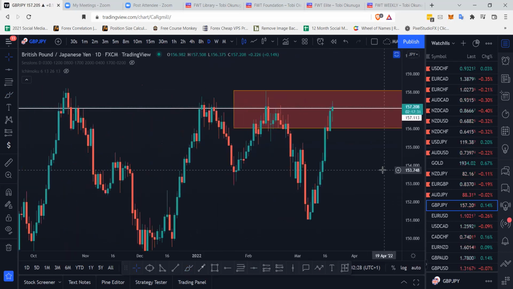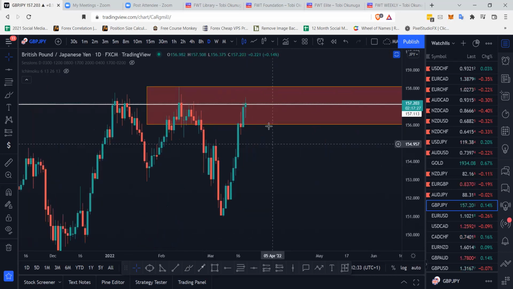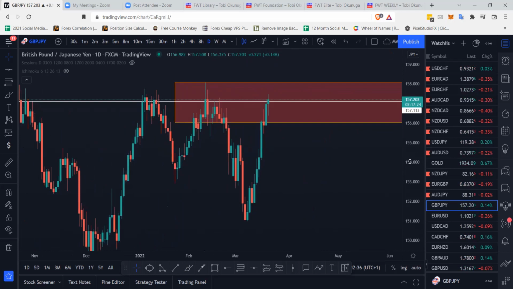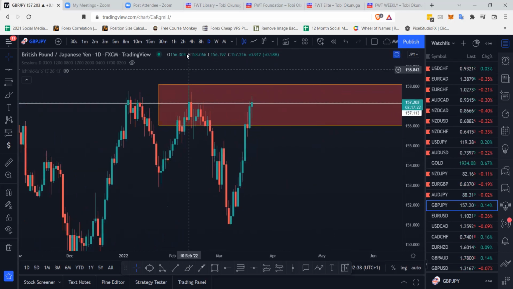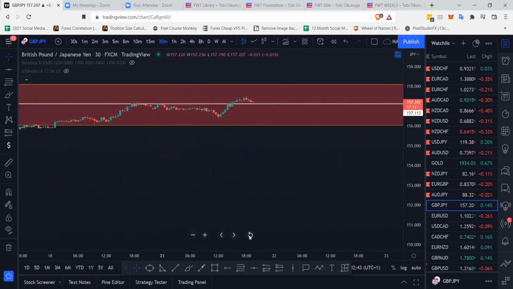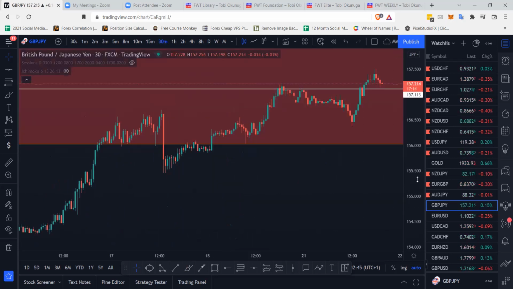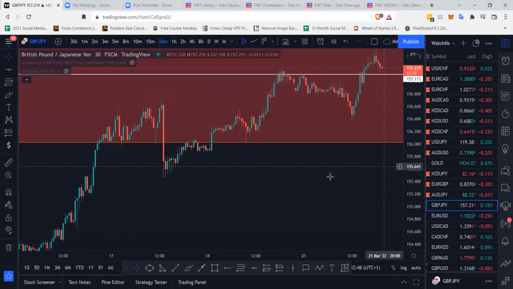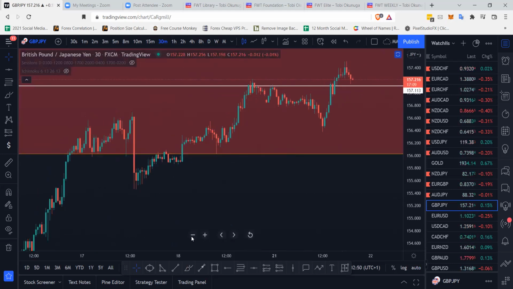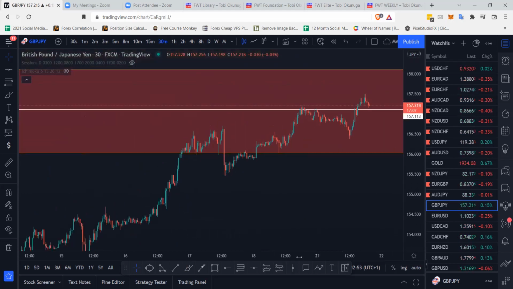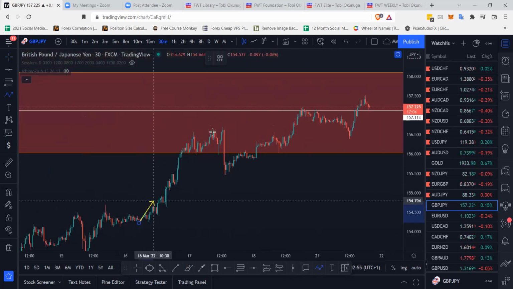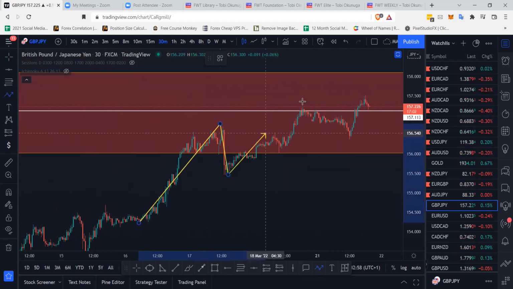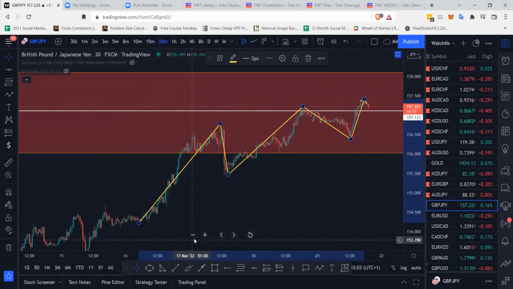Okay, impulse, correction, impulse. So over here now, we start looking for entry. If we go to 30 minutes, what's our goal here? Our goal is to find the order block. Now, as you're seeing, price is now in an uptrend coming into the zone, an uptrend. Okay, so right now, so far so good.